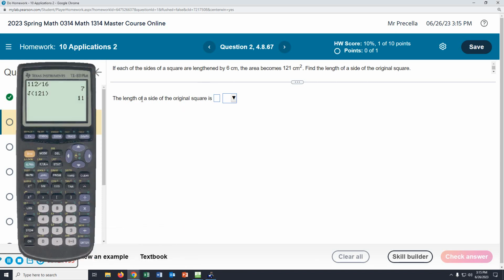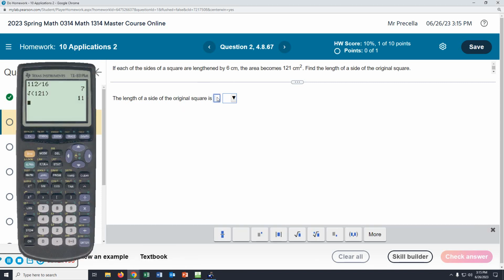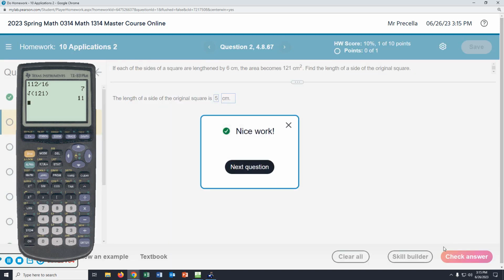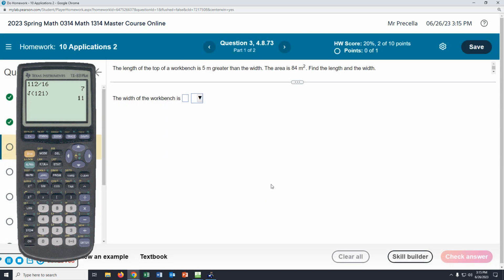So the length of a side of the original square is 5, and look what they're going to do here. We got to choose centimeters. The length is in terms of centimeters. Area is in terms of square centimeters.